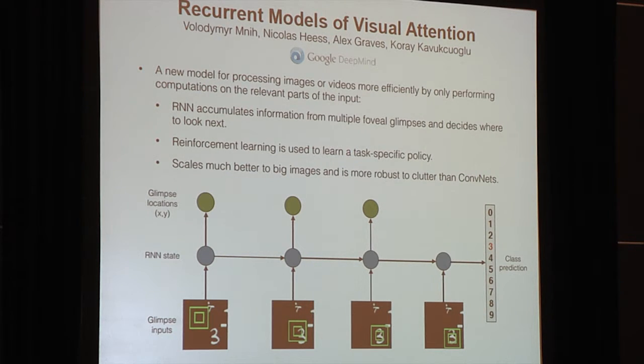So because we use the cropping operation, this model isn't differentiable, and we can't train it directly with backprop. What we do instead is use reinforcement learning to train the policy for where to look. So this allows us to train the model end-to-end and to learn task-specific policies. Now, unlike convolutional neural nets, the number of parameters and the amount of computation the model does can be controlled independently of the size of the input.